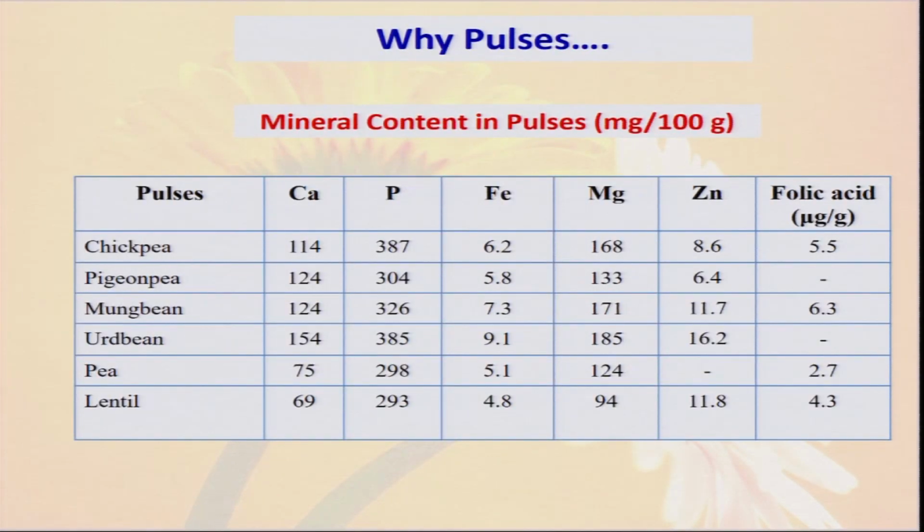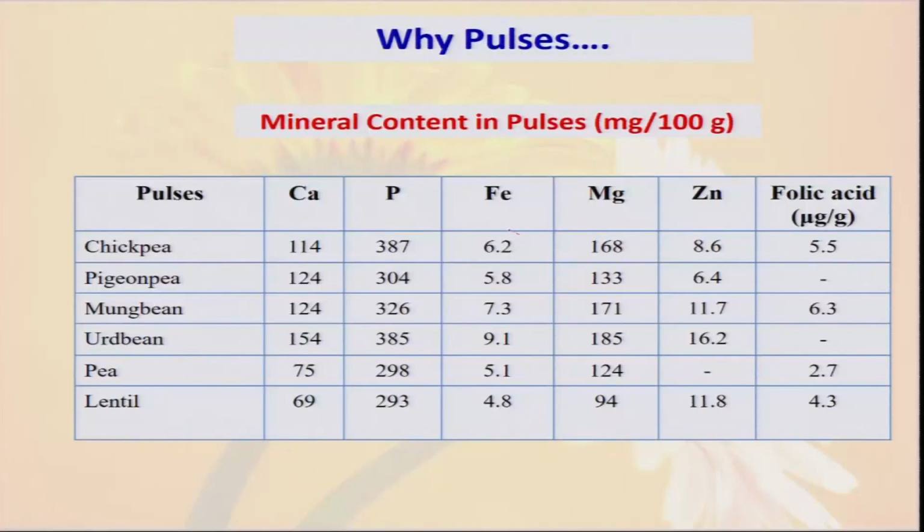Not only do they have protein, carbohydrate and fat, there are also minerals needed for our body, maybe calcium, phosphorus, iron. Nowadays iron-deficiency anemia is very common, especially in pregnant mothers or breastfeeding mothers. These pulses are also a very good source of iron, and also of magnesium, zinc and folic acid. Sometimes doctors also recommend folic acid capsules to breastfeeding mothers. So, these pulses are a very good source, especially chickpea, mung bean, pea and lentil.